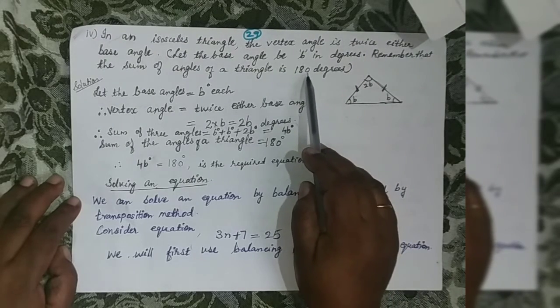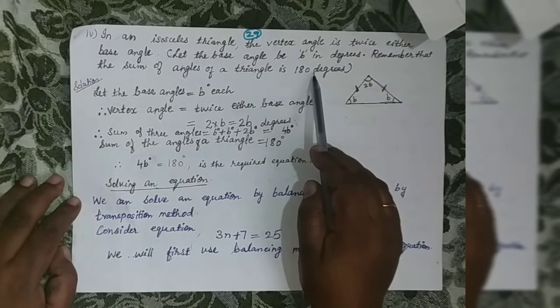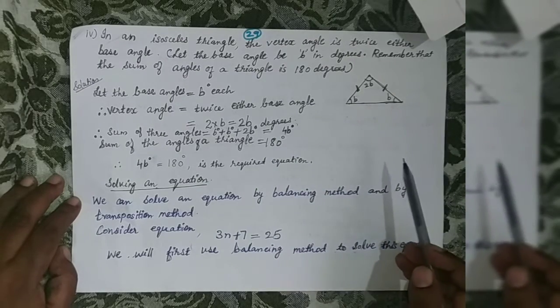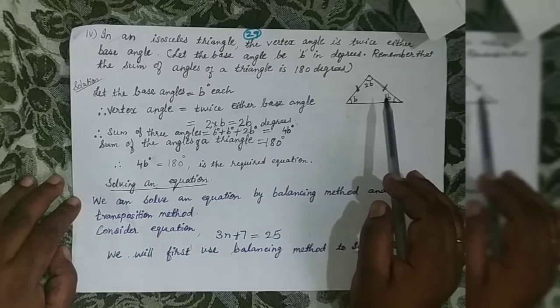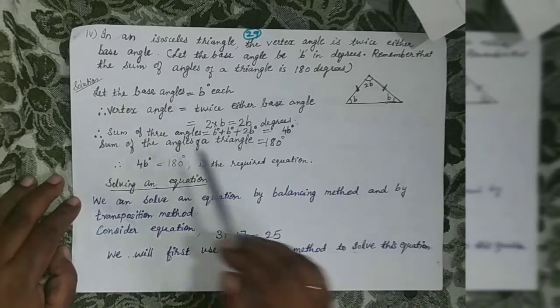Okay. Now you know in a triangle the sum of three angles is what? 180 degrees. It is already mentioned also. Okay. Now, what will be the equation? B plus 2B is equal to 180 degrees. We got a rough idea. Now we are going to solve.